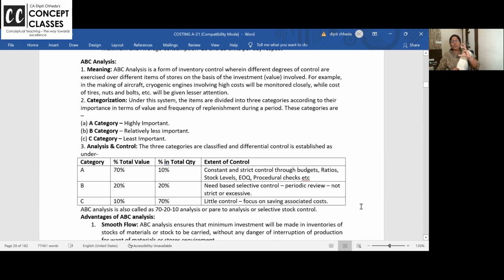Now we know two techniques to control our material. How much quantity to buy? EOQ. When to buy? Reorder levels. But do we apply this to all the units we purchase?